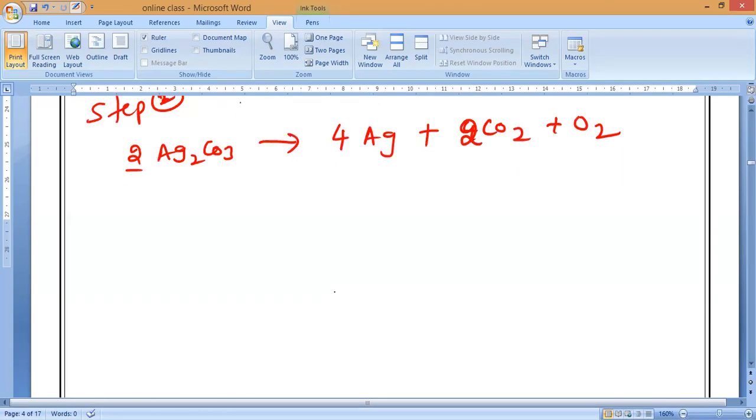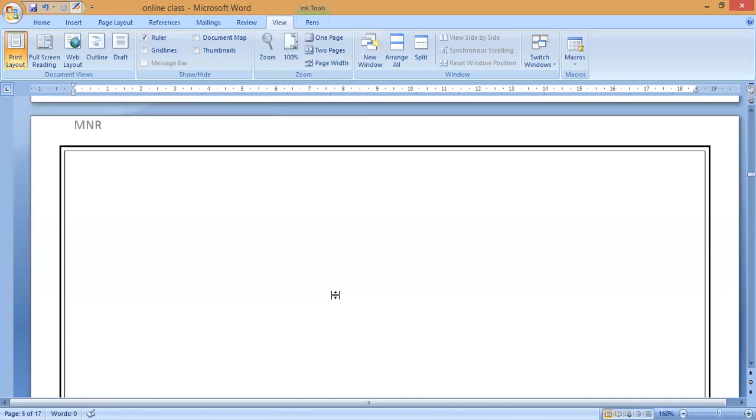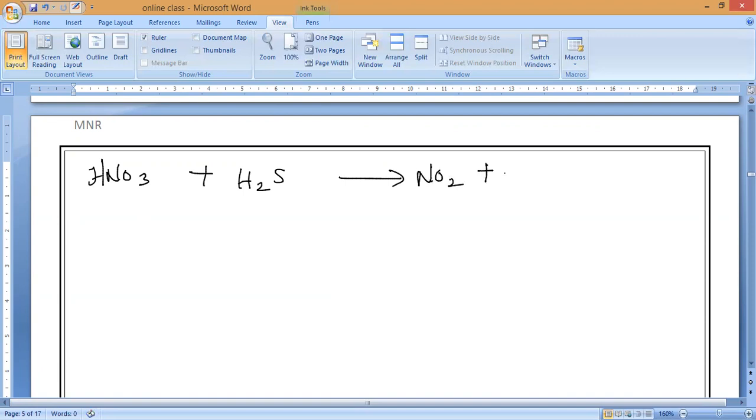So now try to balance this equation. Then I will tell you the trick. Okay, guys. HNO3 will react with hydrogen sulfide. Hydrogen sulfide smells like what, guys? We studied in water. Rotten eggs.